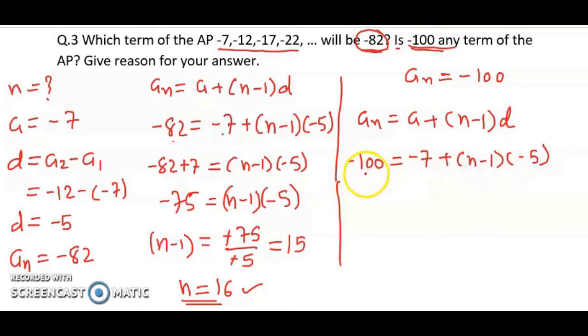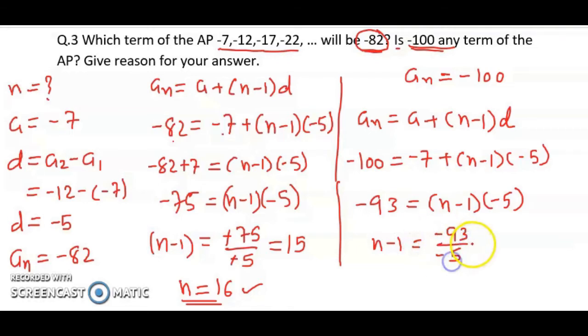Minus 7 will come to this side, so minus 100 plus 7 becomes minus 93 equal to n minus 1 multiplied by minus 5. So we get n minus 1 equal to minus 93 divided by minus 5, that will be equal to 18.6. So we get the value of n equal to 18.6 plus 1, that is 19.6.